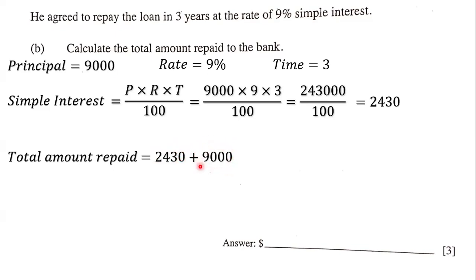So he has to pay the principal, which is $9,000, but he also has to pay the simple interest, which is $2,430. And so the total amount repaid to the bank is going to be this sum, which is 11,430. And so that means that the total amount repaid to the bank is 11,430. And that's the answer to this question.